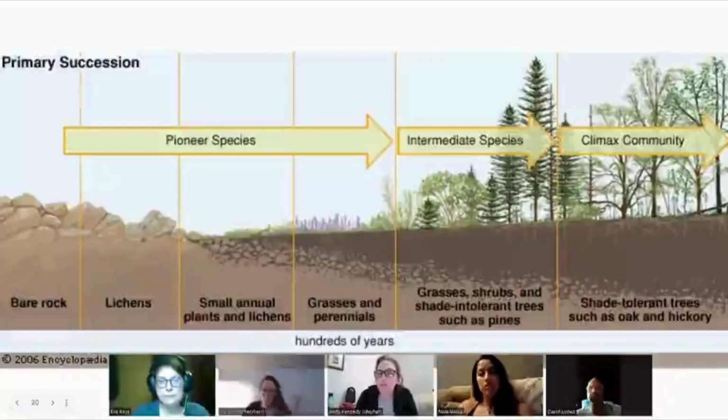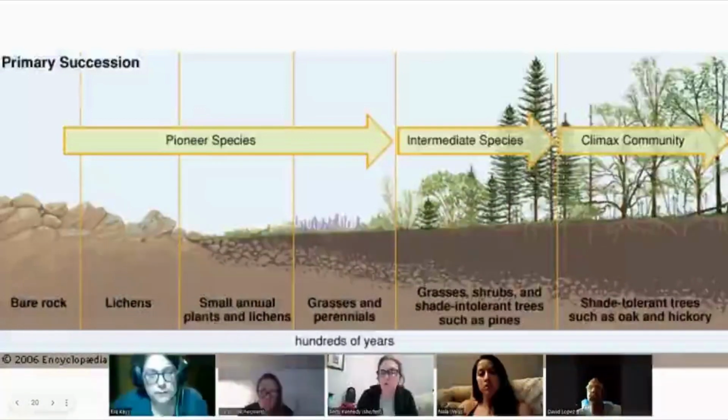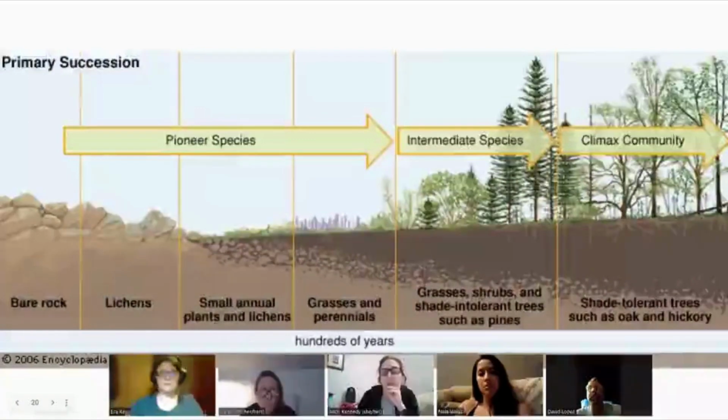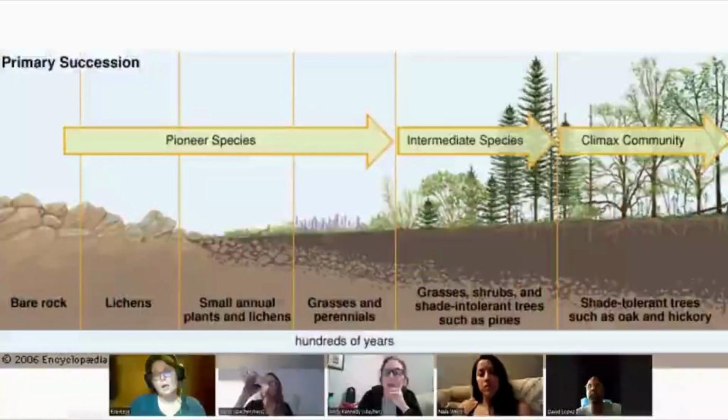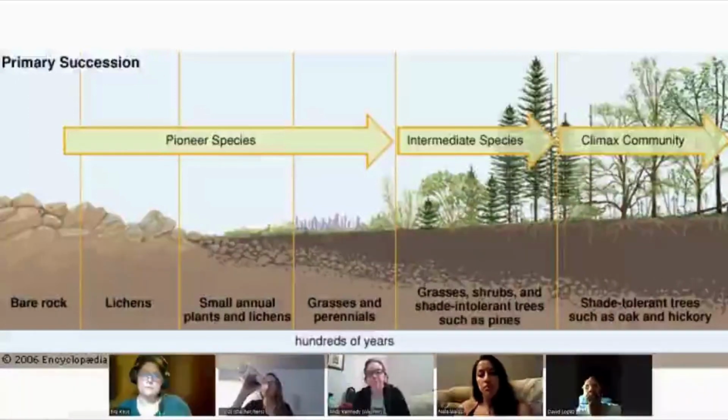Well, I'm struggling with why would you move an ecosystem? I may move an ecosystem from maybe grasses, shrubs, and shade intolerant trees to maybe grasses and perennials if I need more pasture, right? Okay, that's good. Yep, thank you.